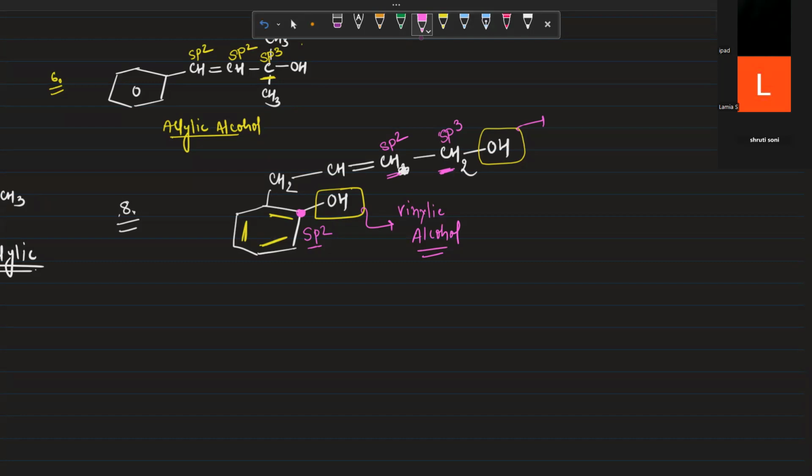This one would be vinylic. No, no, no. Allylic. So when O is attached to an sp3 carbon, which is directly attached to an sp2 carbon, in that case it will be allylic. Yeah. Okay, great. I'm giving you one more question.